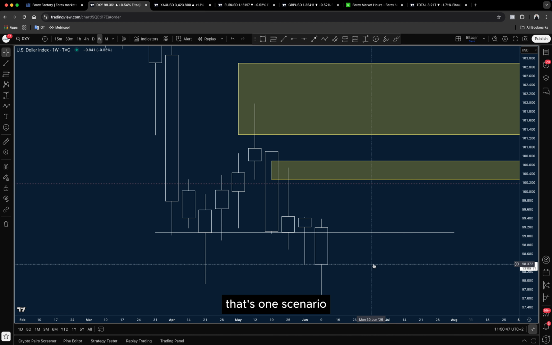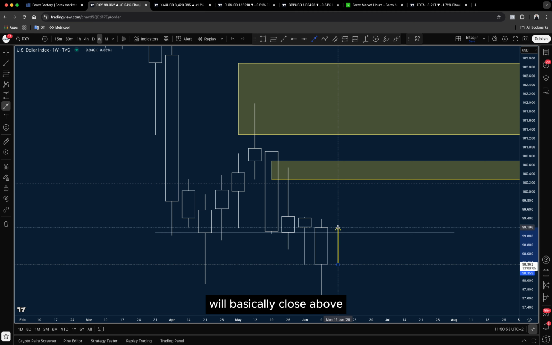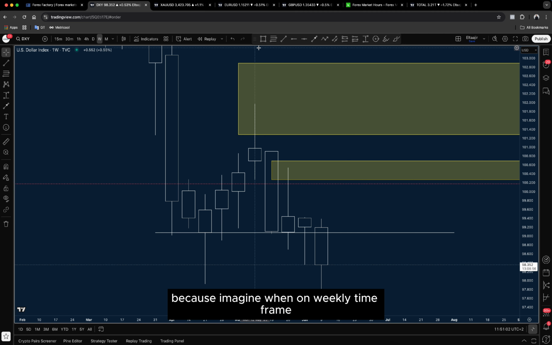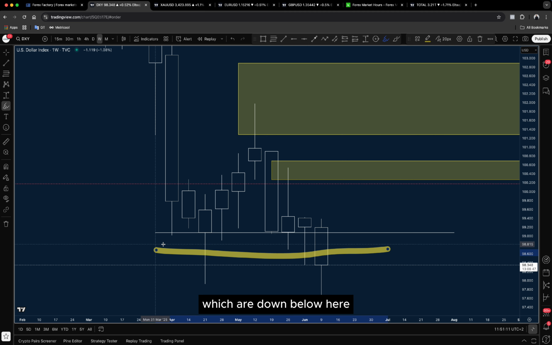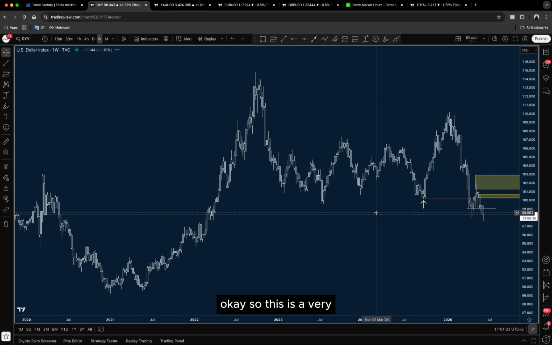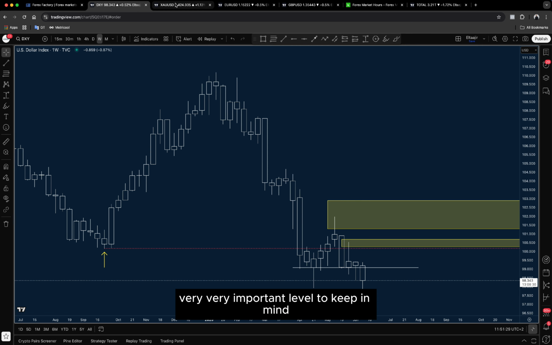That's one scenario. Second scenario, maybe the price by end of day today will close above, and that will be another move just to collect all stop losses from below here. Because imagine, on the weekly time frame you see this support, imagine the amount of stop losses which are down below here. So from a market psychology point of view, what happens? Price comes to collect and liquidate all these stop losses and then moves to the upside. So this is a very, very important level to keep in mind.